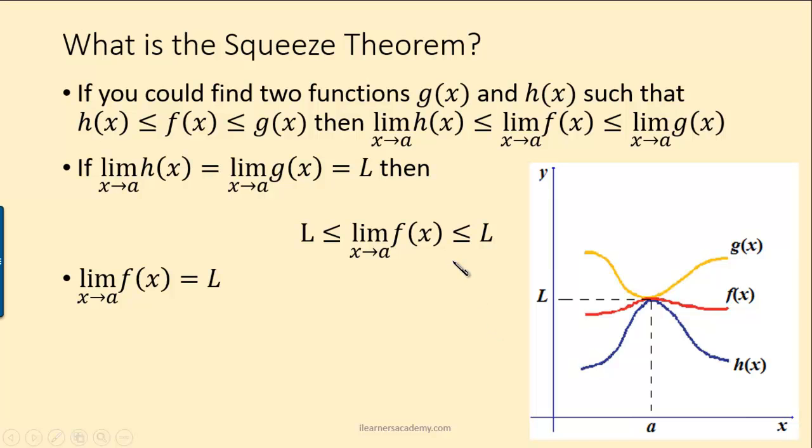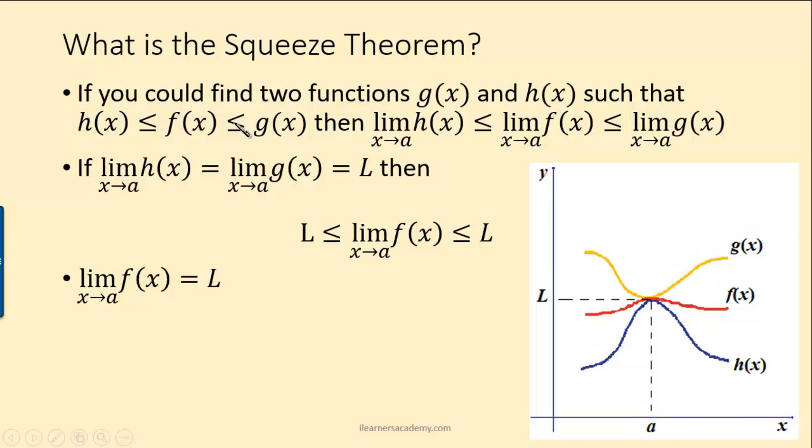However, if you can find two functions, some g of x and h of x, such that f of x is always between these, in other words, f of x is greater than or equal to h of x, and always less than or equal to g of x in some interval. Now, all these functions need to be defined over this interval, with the possible exception when x is equal to a.